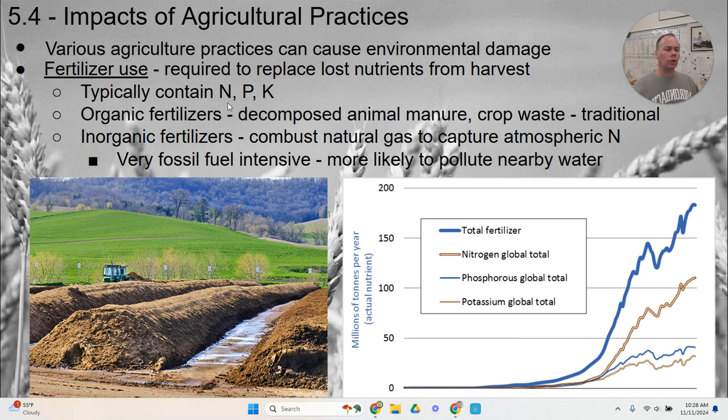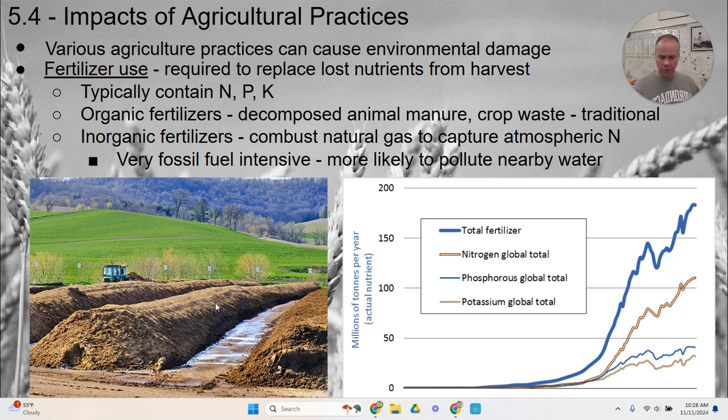And the inorganic fertilizers that started to be developed in the 20th century, they use large amounts of fossil fuels, and they can use some chemical processes to capture nitrogen from the atmosphere. But it's very fossil fuel intensive. Also, these inorganic fertilizers are often more water soluble, and so they can run off into streams and watersheds more easily than the organic fertilizers like compost, animal manure.